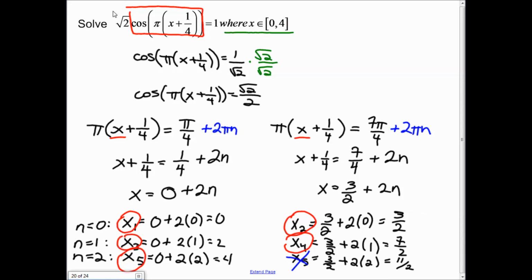And so when we write our answers, we're going to write that our acceptable answers for x are, and we're going to use the curly brackets to denote a set: 0, 3 over 2, 2, 7 over 2, and 4. And these are the only acceptable values for x that solve this equation and still fall within the range of 0 to 4.